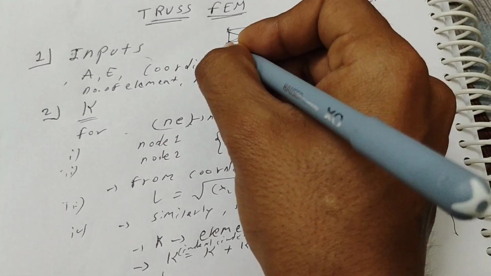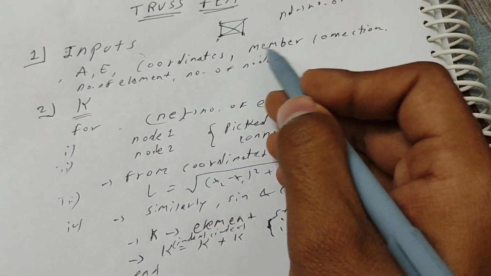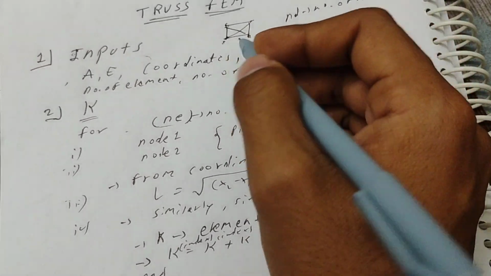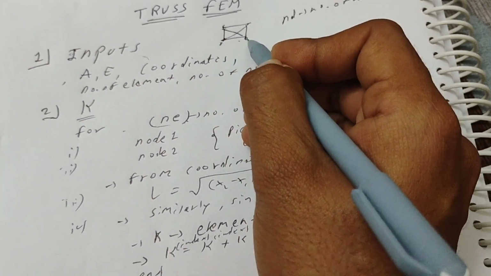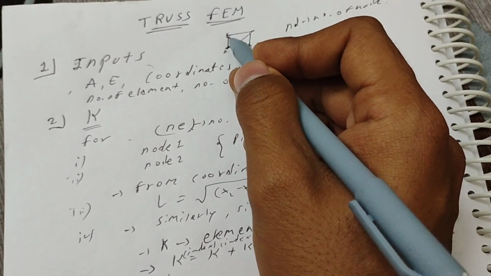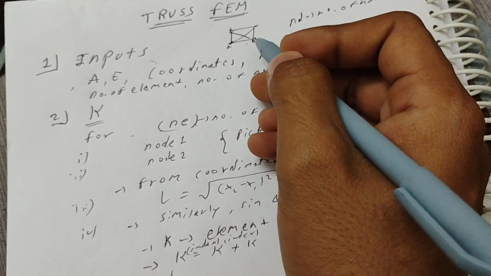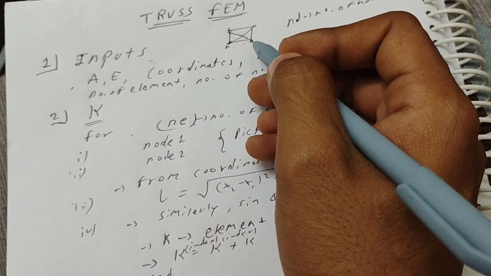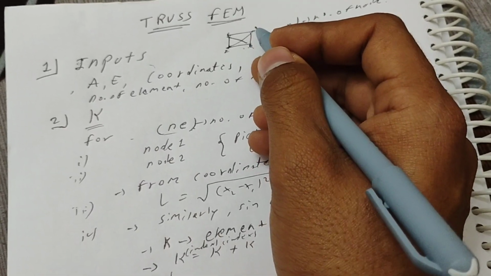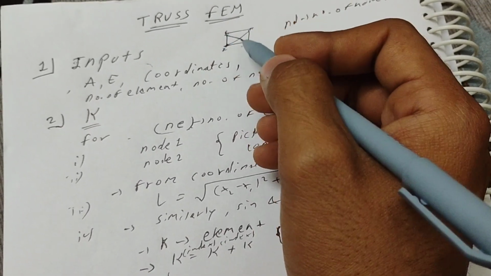So these are the number of nodes 1 2 3 4, and we will also take this member connection, where we will establish the connection between the members, like one is connected to 2, one is connected to the third node, and one is also connected to the fourth node. And similarly, second node is also connected to the third and fourth node, and third node is connected to the fourth node. So we will take all these member connections.